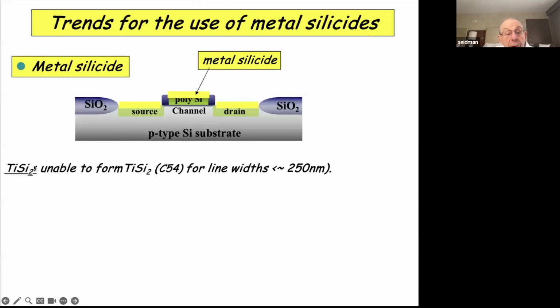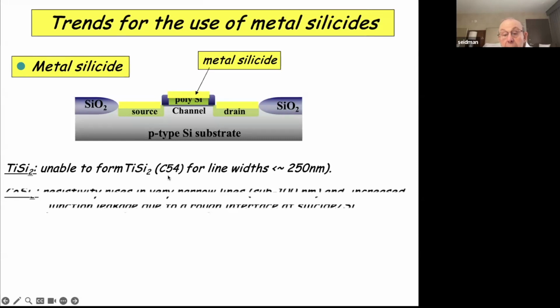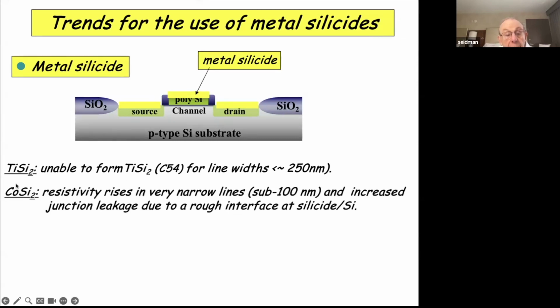So titanium disilicide is unable to form for line widths of less than 250 nanometers. Cobalt silicide's resistivity rises in very narrow lines. By narrow, and this is not narrow by today's standards, I mean sub 100 nanometers. And this incorporates some junction leakage due to a rough interface at the metal silicide silicon interface. See, the channel here is pure silicon.